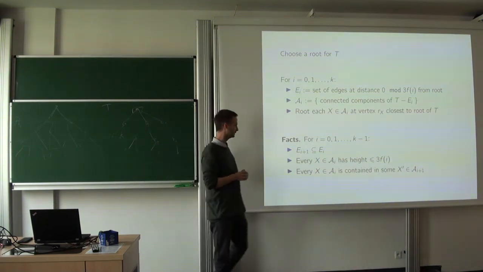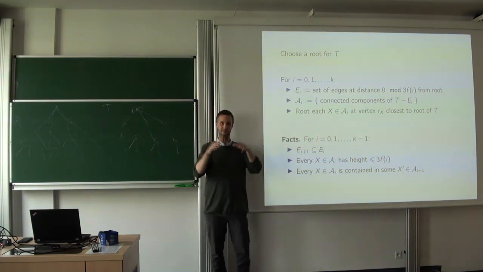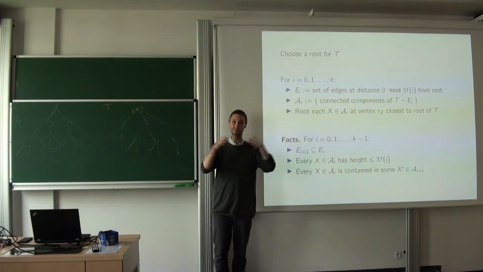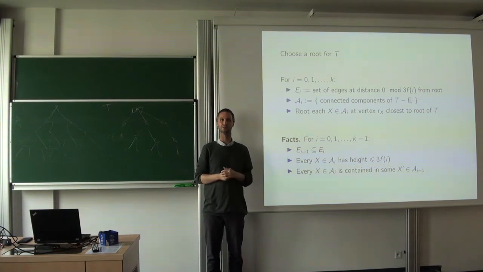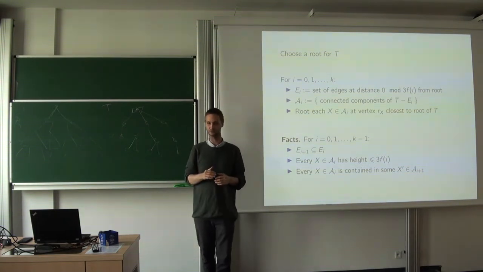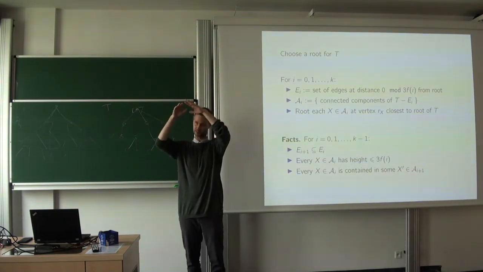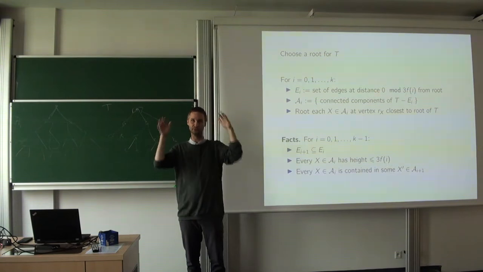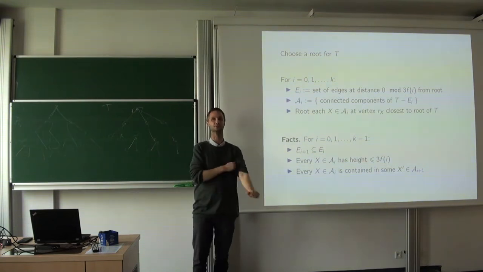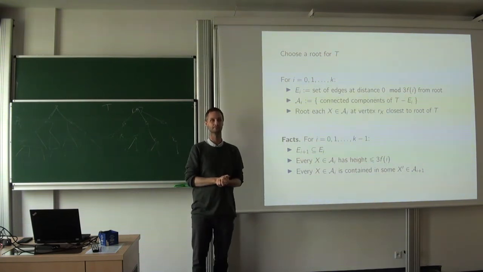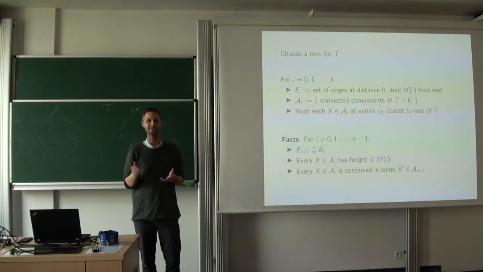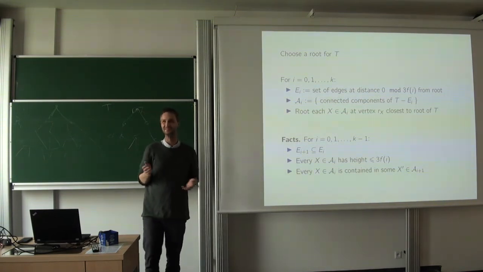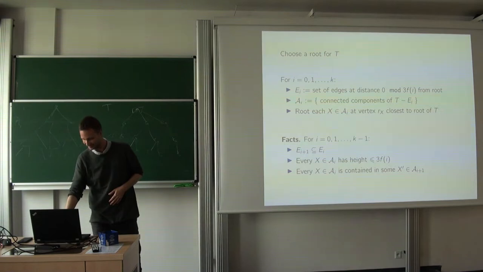So it's these AIs, this is a partition of your tree into small trees. But these partitions are refinements, starting from AK, which is like the coarsest one, and A0, which is the finest one. Make sense so far? Yeah, I mean, we haven't done much, right? We have just defined this partition for every I.